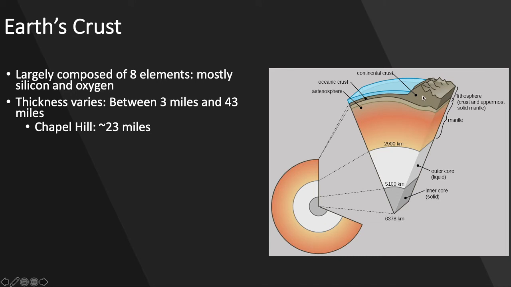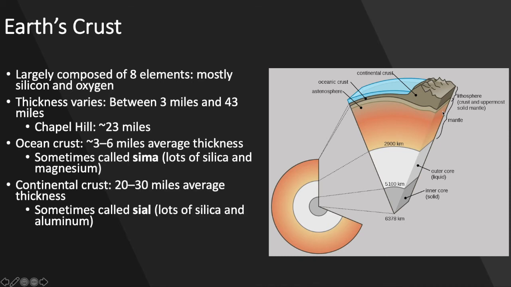All right, finally, the Earth's crust. And the Earth's crust is largely composed of 8 elements, most of them having some sort of bonding with silicon or oxygen. The thickness of the Earth's crust varies quite a bit, between 3 miles and 43 miles. The thickness of the Earth's crust at Chapel Hill, for example, is about 23 miles. So why do we have these differences?